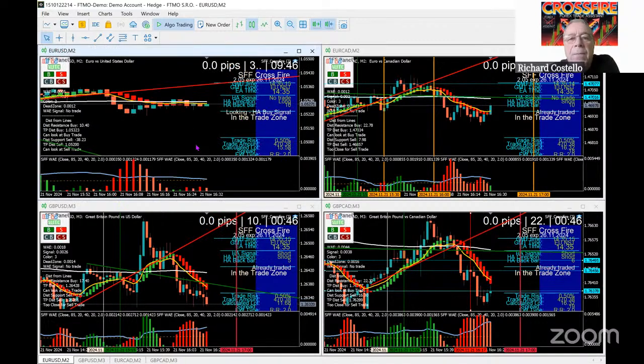Now, because I've already had a trade on that pair, and I've already had a trade on that pair, and already had a trade on that pair, it's now only looking for a trade on that pair.